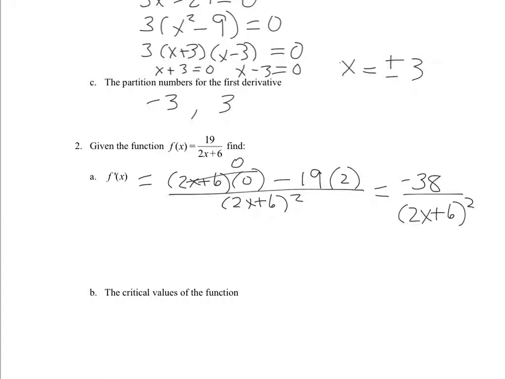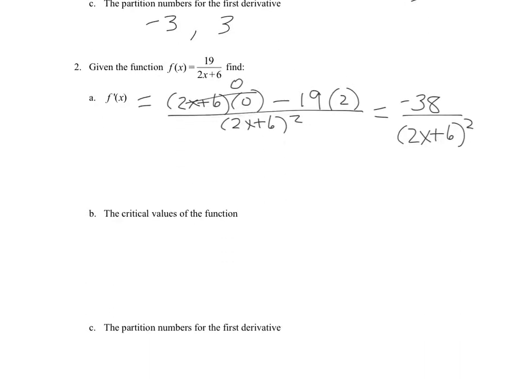Now, in order to find the critical values, what would I do? I would set this function equal to 0. Now, the problem I've got is, can this function equal 0? What's the only way a fraction could ever equal 0? If 0 shows up where in the fraction? In the numerator. What's in my numerator? Negative 38. No variable with it. Is there any way that numerator can ever become 0?